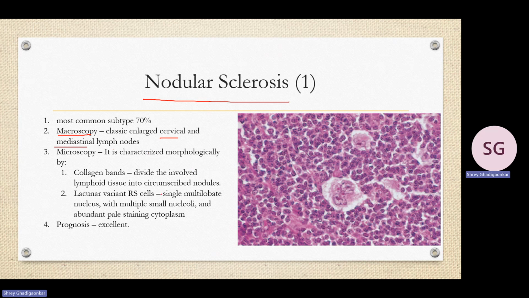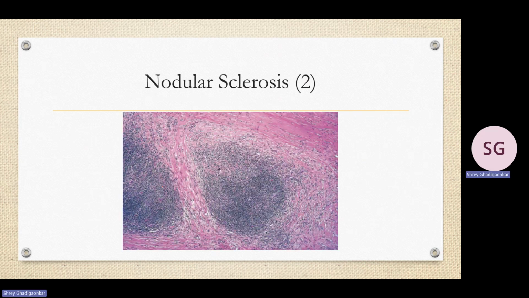And you also have specific characteristic Reed-Sternberg cells, which are known as the lacunar variant Reed-Sternberg cells. So these are basically single multilobate nucleus. So you can see over here the different kinds, they're septated as well as there's a large number of nuclei as well. And the prognosis of this is usually excellent. So as mentioned, this picture basically shows the well-defined bands of pink acellular collagen, which is why this type of Hodgkin lymphoma is known as nodular sclerosis.